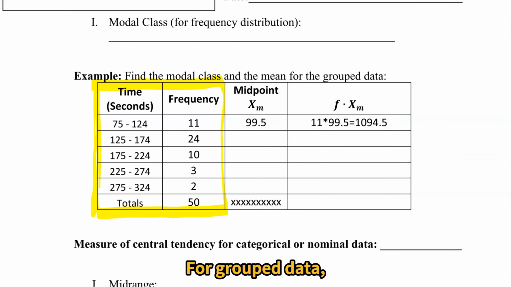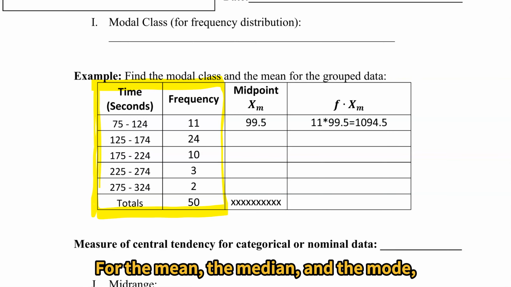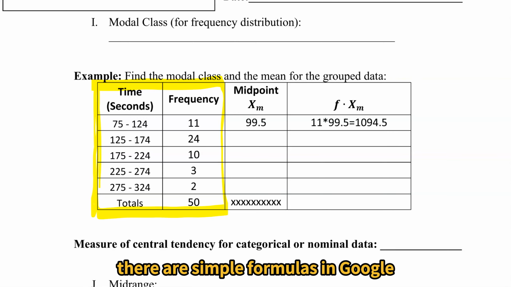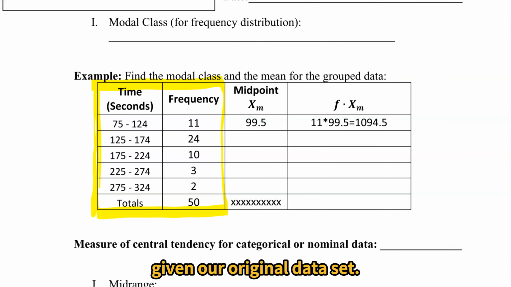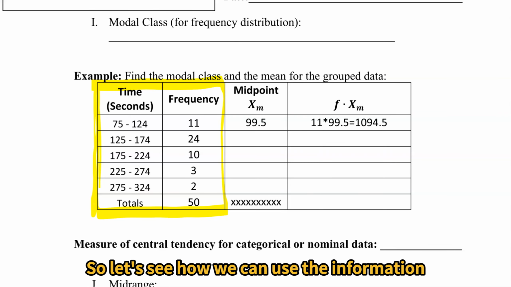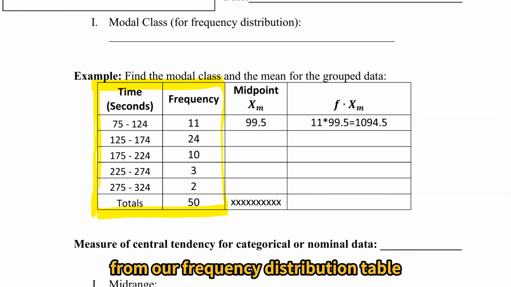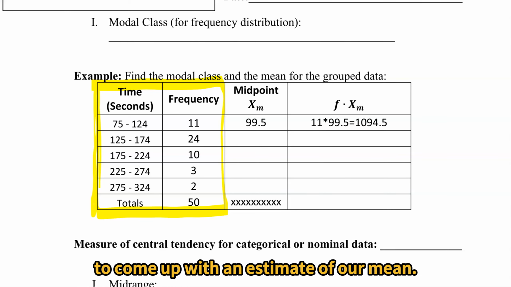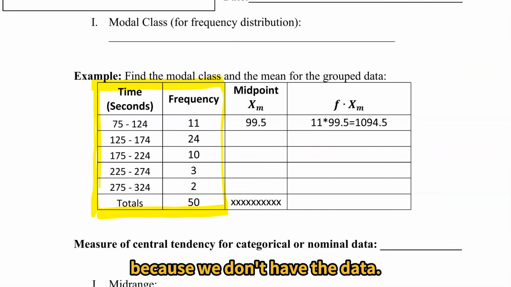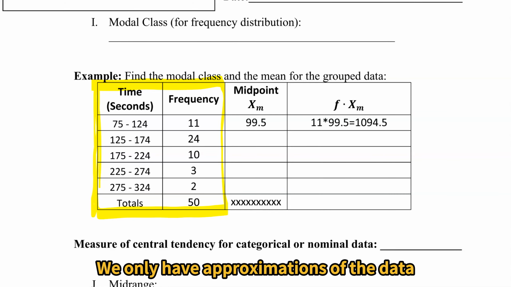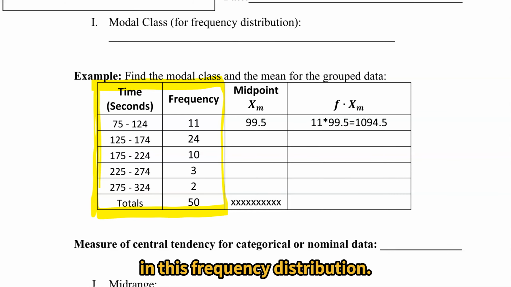For grouped data, we have to do a little bit of work. For the mean, the median, and the mode, there are simple formulas in Google and Excel that we can use to find them given our original data set. But given a frequency distribution, we cannot use those formulas. So let's see how we can use the information from our frequency distribution table to come up with an estimate of our mean. It's not going to be the true mean. It'll only be an estimate, because we don't have the data, we only have approximations of the data in this frequency distribution.